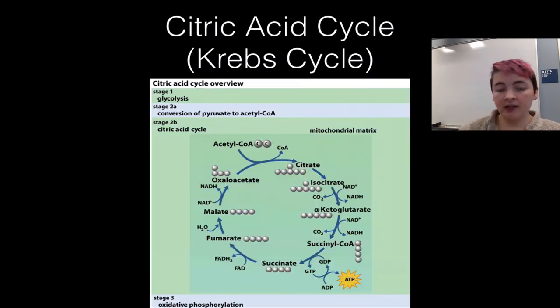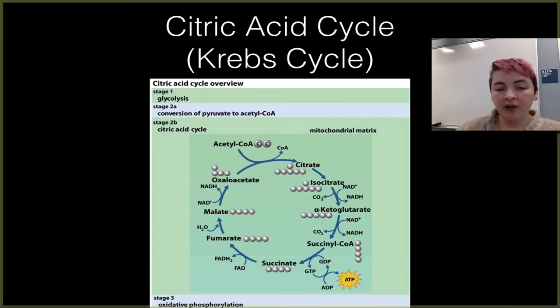The citric acid cycle is also known as the Krebs cycle. During this, we have acetyl-CoA go into the cycle, and again, you don't need to know all of the in-between steps, you just need to know the overview. The reason why it's called the citric acid cycle is because citric acid is made. Citrate is the same thing as citric acid.